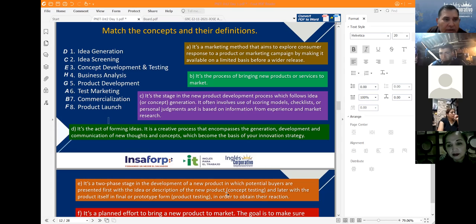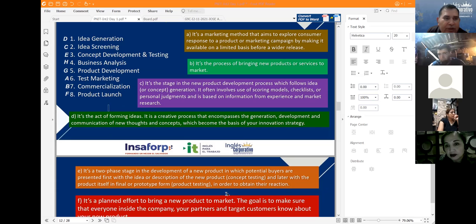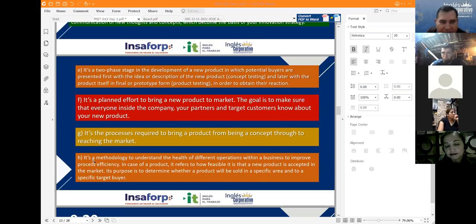And then business analysis. For the business analysis, you were a little down. It's analysis because it's a methodology to understand the health of different operations within a business to improve the process efficiency. In case of a product, it refers to how feasible, how possible it is that a new product is accepted in the market. Its purpose is to determine whether a product will be sold in a specific area to a specific target buyer. So that is letter H.